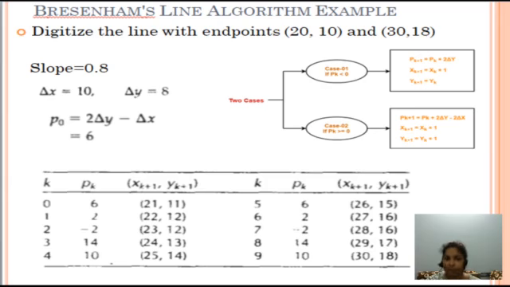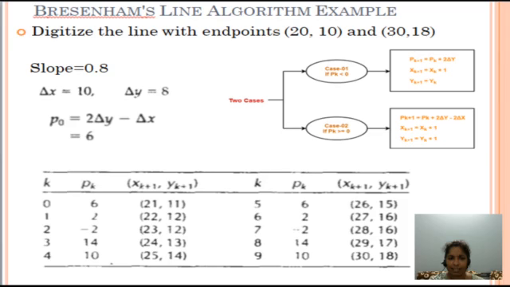Digitize the line with endpoints (20, 10) and (30, 18). That is, we have to draw a line from (20, 10) to (30, 18). From these endpoints, we can find the slope. How to find the slope? Slope is equal to delta y by delta x, where delta y is the difference in y values and delta x is the difference in x values. So slope is equal to 8 by 10, that is 0.8.